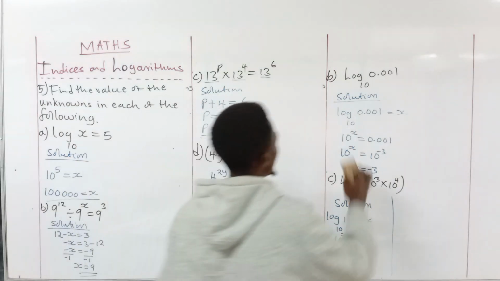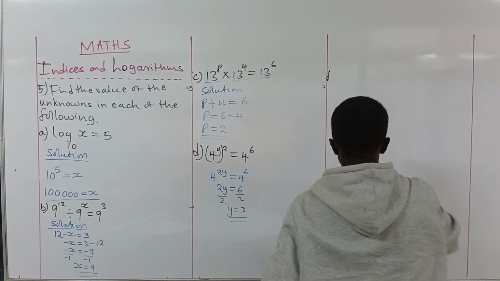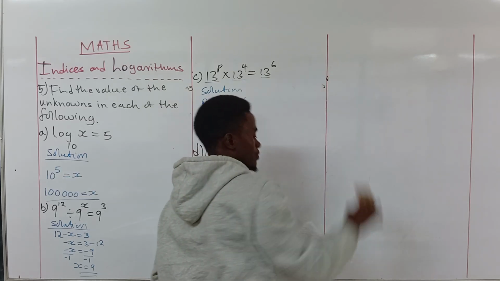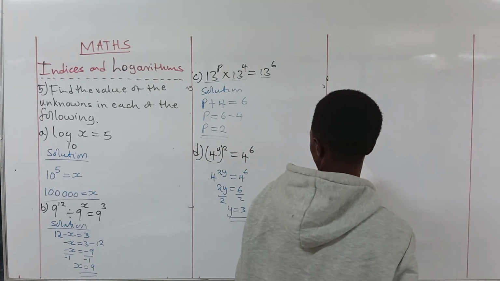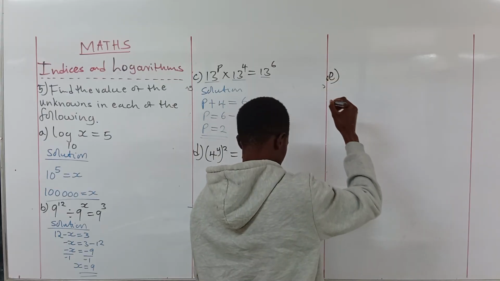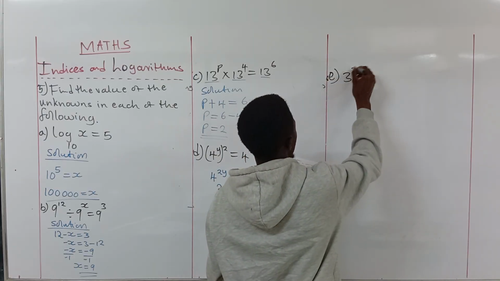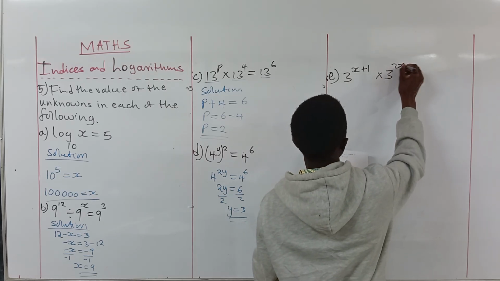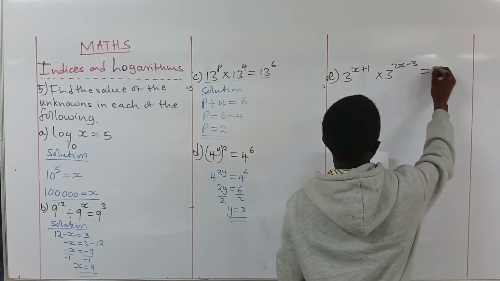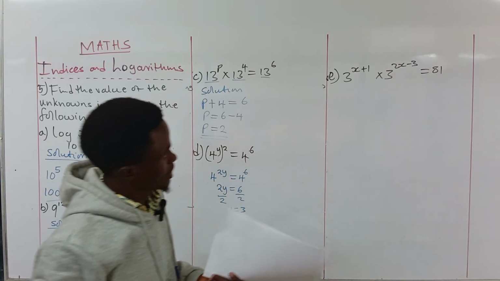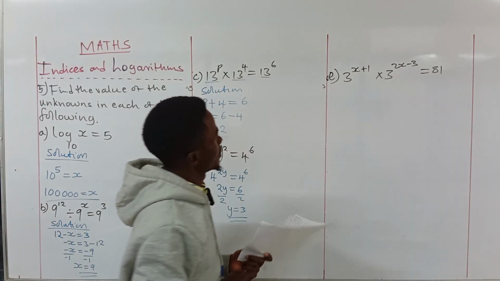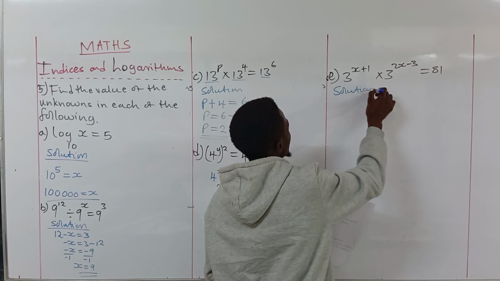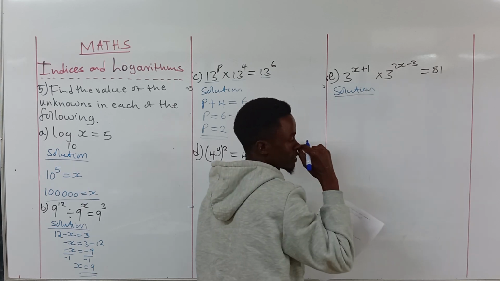So we can go to our last question for today. Three raised to x plus 1 times 3 raised to 2x minus 3 is equal to 81. These are very interesting again. They're very nice questions. So we need to first express our 81 to base of 3.